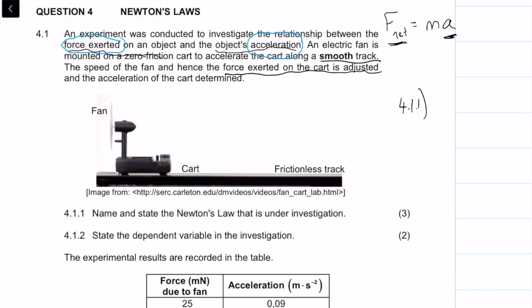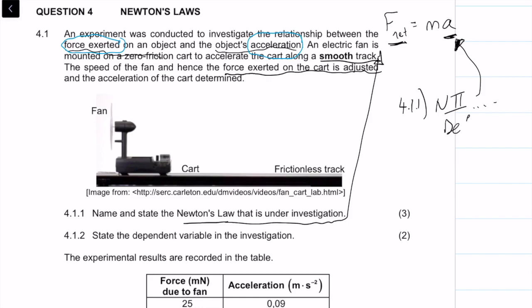Question 4.1.1, name and state the Newton's law that is under investigation. Okay, so we already kind of did that. We know that it is Newton's second law, and the definition for Newton's second law is when a net force acts on an object, the object accelerates in the direction of the net force. The acceleration is directly proportional to the net force and inversely proportional to the mass. And we get that equation from the definition. So we get 3 marks for figuring out what Newton's law it was and giving the relationship.